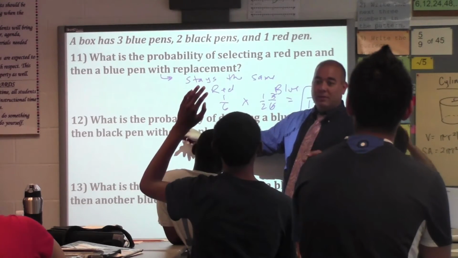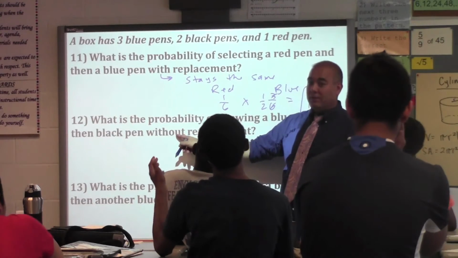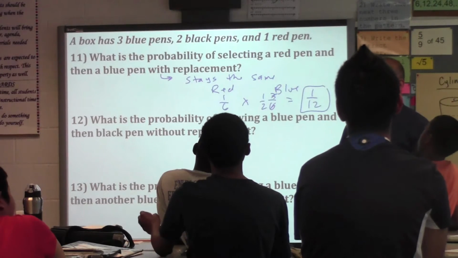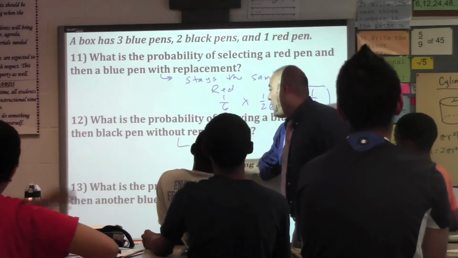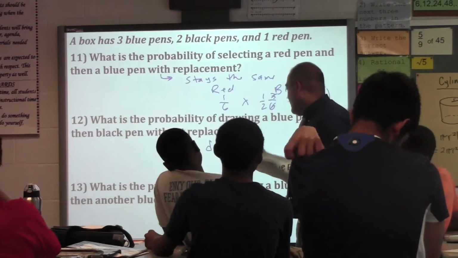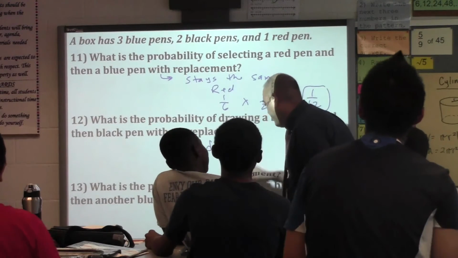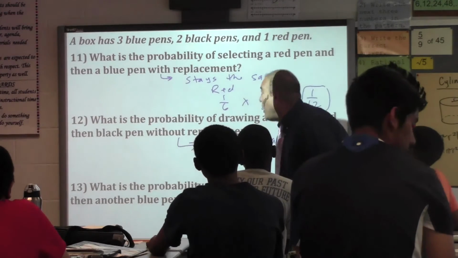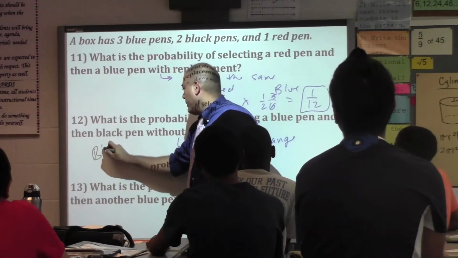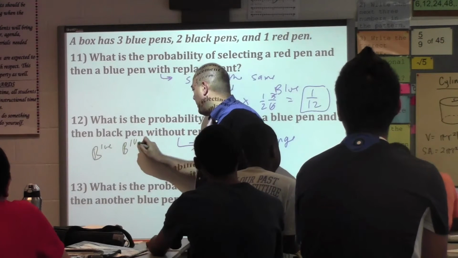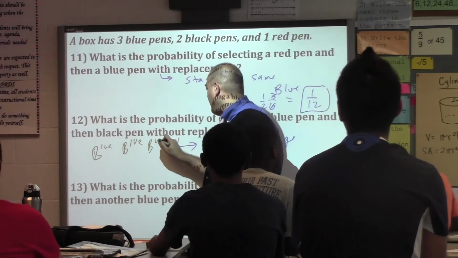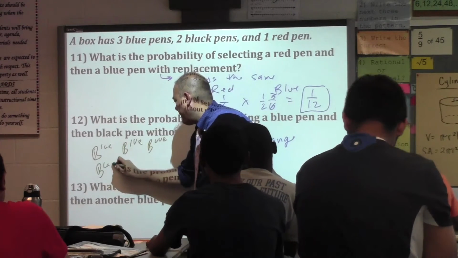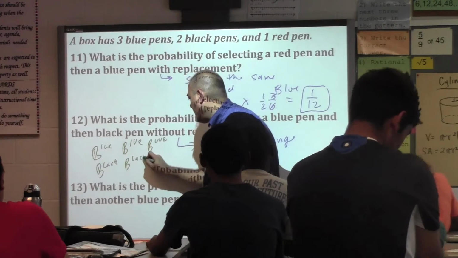What happens without replacement? It doesn't go back down. And what happens to the denominator, Andrew? Minus 1. So the denominator changes. Now, gentlemen, I'm going to draw a little picture, and you can always draw your own picture if you're not sure. Here are my 3 blue. How many black ones do I have? 2 black. And I have 1 red.